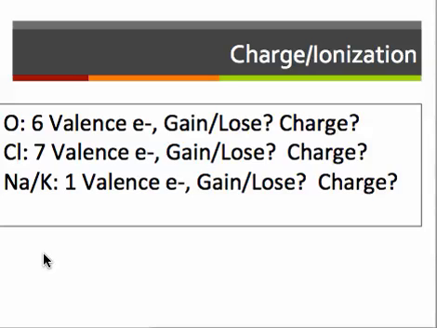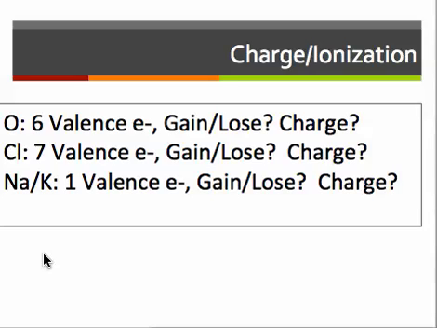Okay, what I want to talk about is why we even care about the number of valence electrons and how many more electrons we would either need to gain or lose to make noble gas configuration. But I want to do some review before I get into the practical examples.